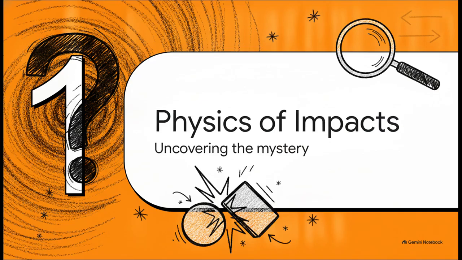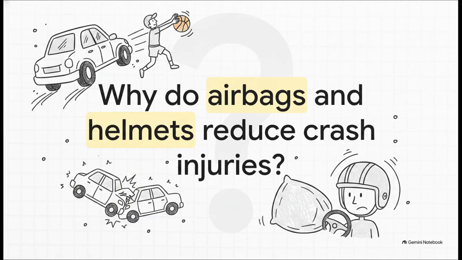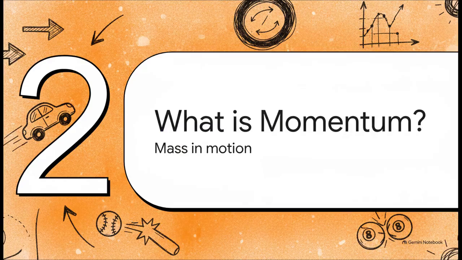Let's start with a little scenario to really anchor our learning here. Think about a car suddenly slamming on the brakes, or maybe a basketball player catching a super fast pass. What exactly determines how hard that impact actually feels? Like, why do airbags and helmets actually work to reduce injuries? Well, don't answer just yet, but keep this in the back of your mind as we start building out our physics toolkit. Okay, Section 2, what is momentum?